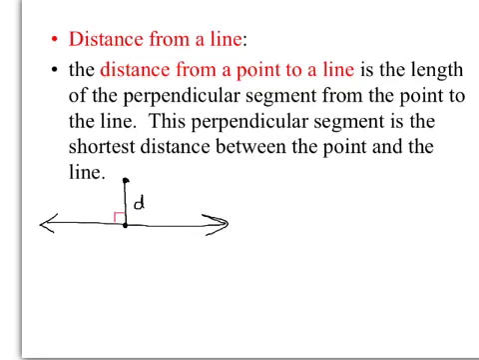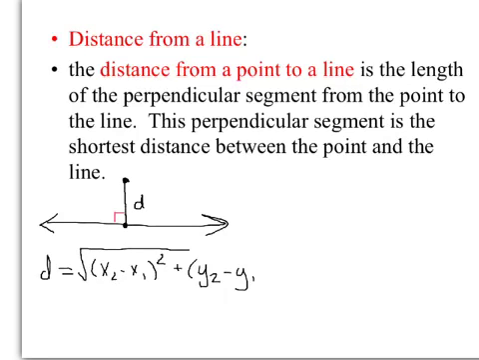I'm going to give you a little refresher. Distance equals the square root of x2 minus x1 squared plus y2 minus y1 squared. You need this, okay? Write it down.